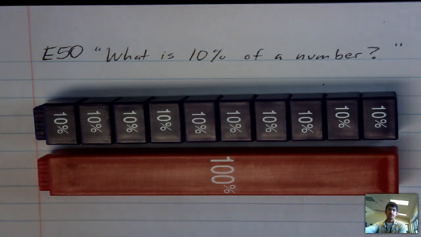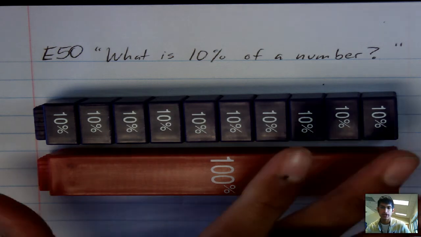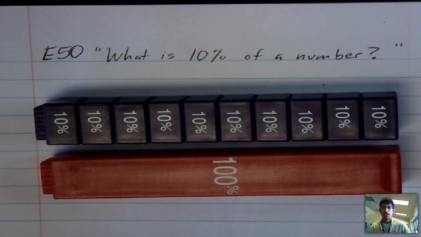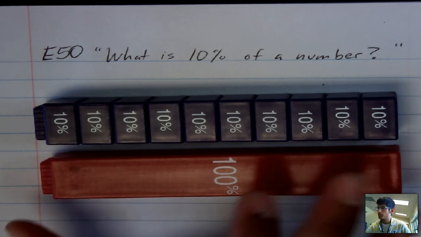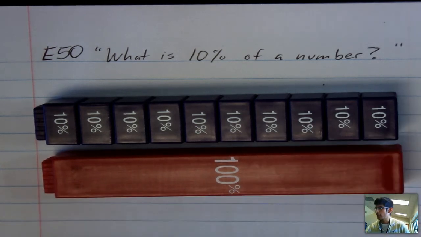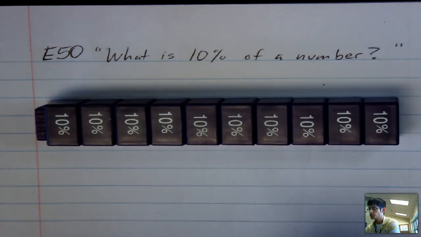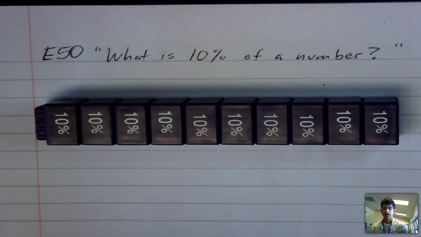Today's episode is what is 10% of a number, of any number. And so we're going to look at our fraction towers again. We have 10%, which makes 100%. And so we're going to figure out what if these bars were worth money. So let's say, what if this bar of 100% was worth $20? How much would each individual piece be? So that's kind of what we're going to look at today.